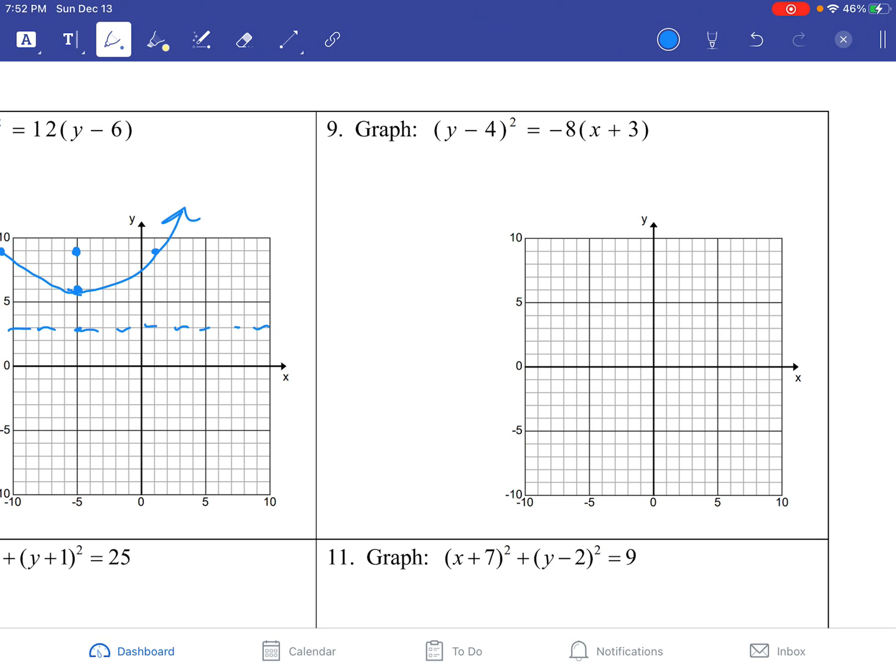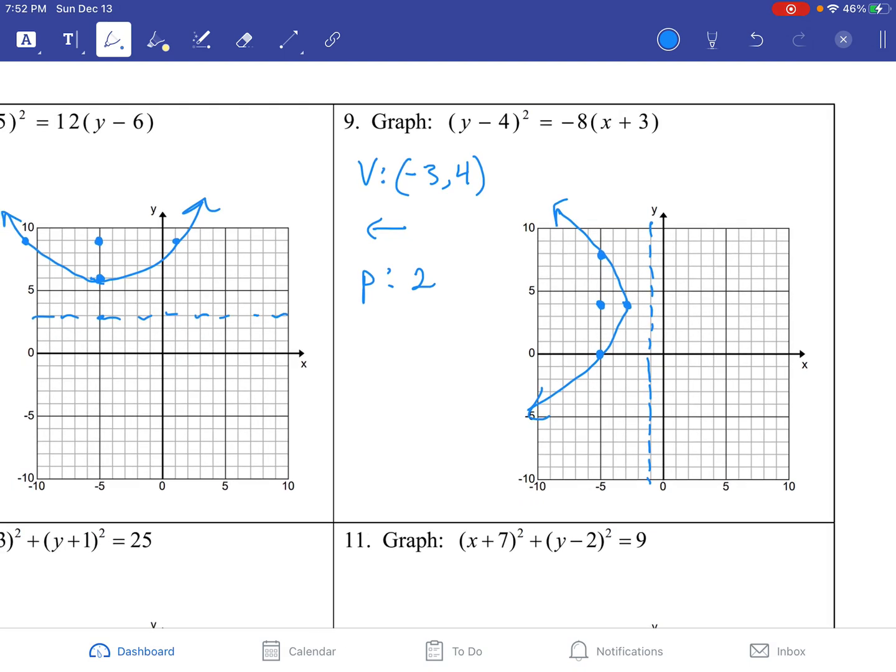All right, next one, because the y is in front and being squared, that means the graph's going to go either left or right. And because that 8 is negative, it's going to go to the left. My vertex is going to be -3, +4. All right, and my focal length is going to be -8 divided by -4, which is 2. So -3, 4 is right there. My graph's going to go to the left. So that means my focal point is going to be right there. My directrix is going to be 2 behind it. And I'm going to multiply my focal distance by 2 to find my other 2 points in my graph. There we go.